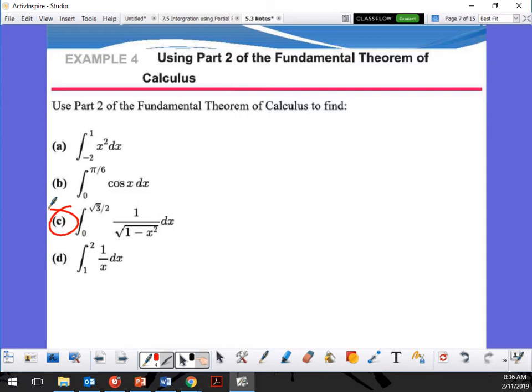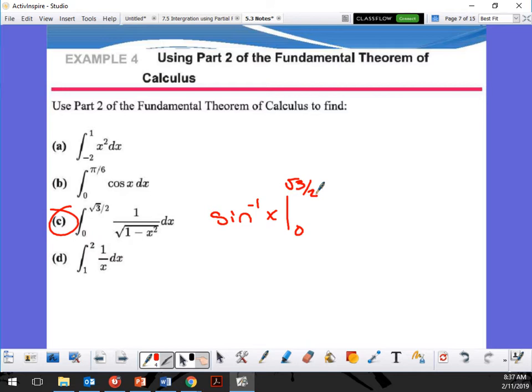So this right here is going to be arc sine. That one's arc sine. It is just perfectly arc sine because it's 1 minus x squared. We could do some substitution to make it work, but in this case it's not. This is just arc sine. So this is arc sine of x from 0 to rad 3 over 2.